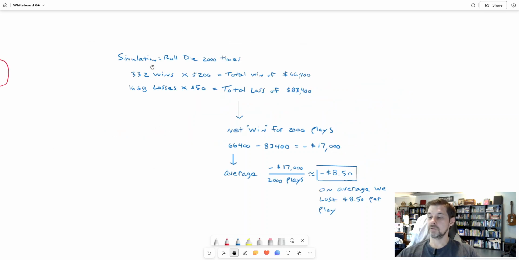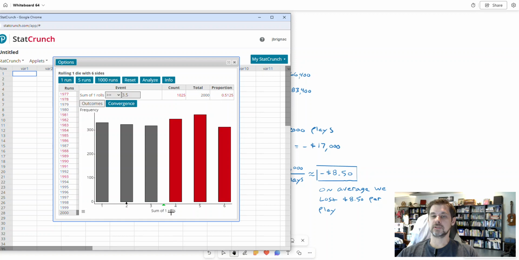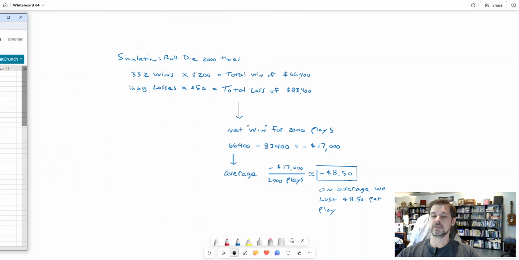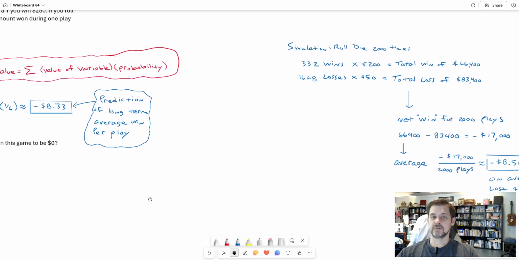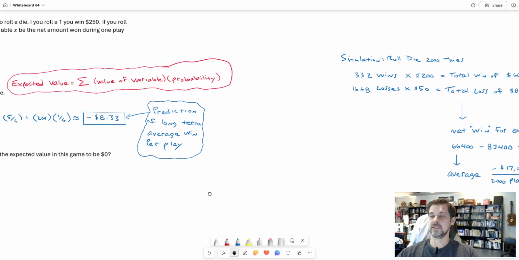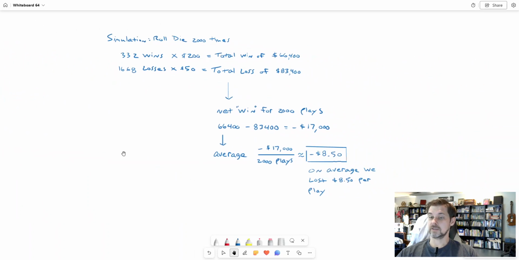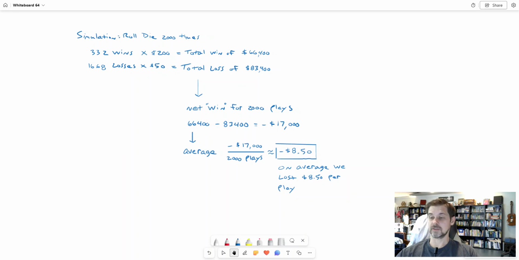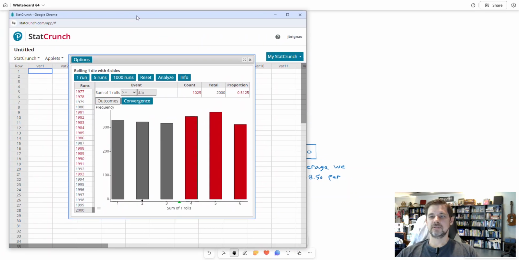All right, so here we are with the results of the simulation. Quick disclaimer: before I paused it, I was going to do 1,000 total rolls. I decided to do 2,000 because, after all, the expected value is a prediction of the long-term average win per play. So how long is long term? Nobody knows until you start rolling the die, okay? So I did 2,000 rolls, and here are the results.